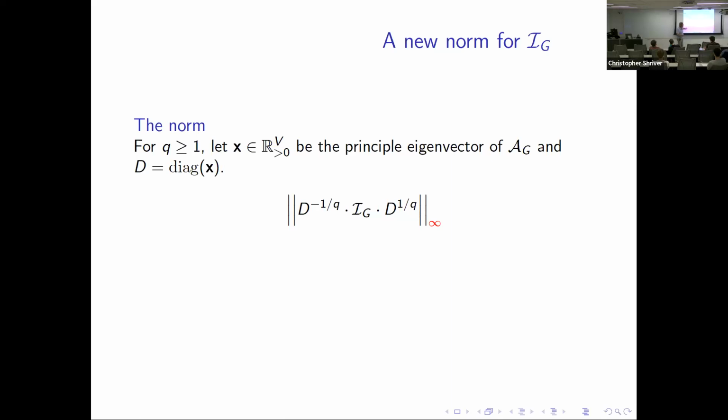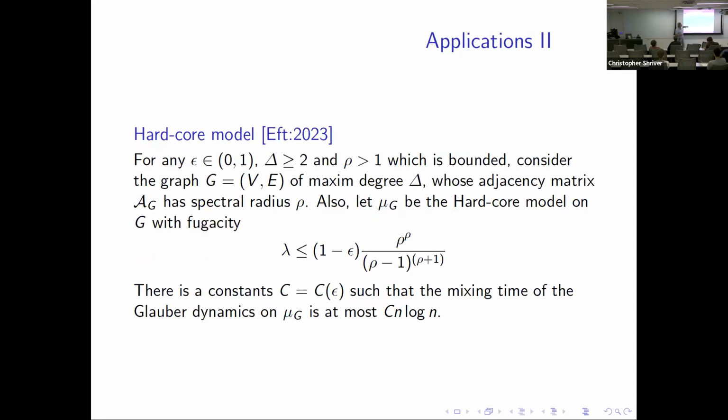And if you take this, of course, you can argue easily that this is a well-defined matrix norm, and so this is an upper bound for the spectral radius of the influence matrix, right? And then you can show this thing for the hardcore model, right?